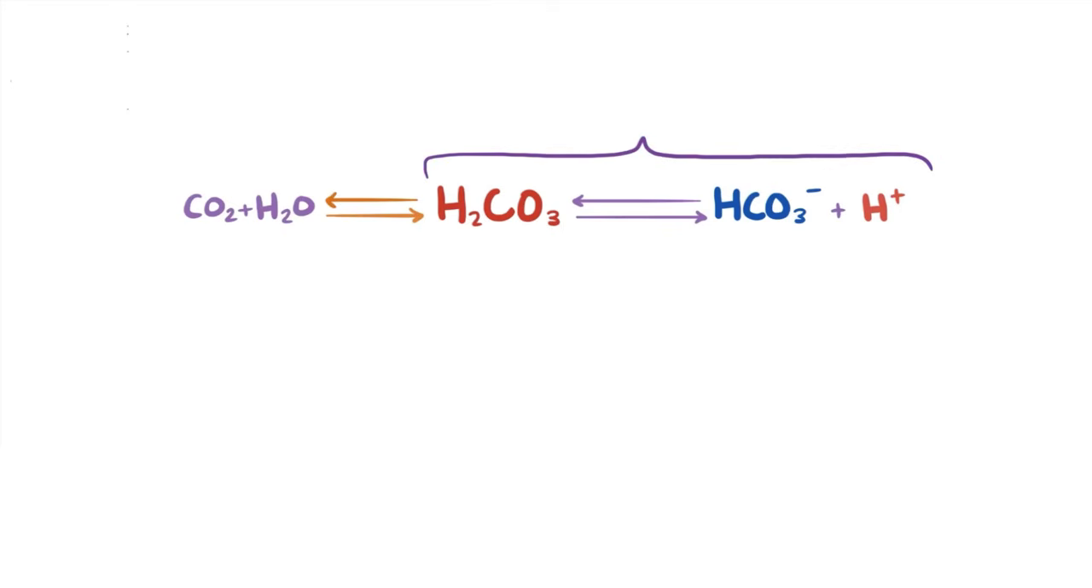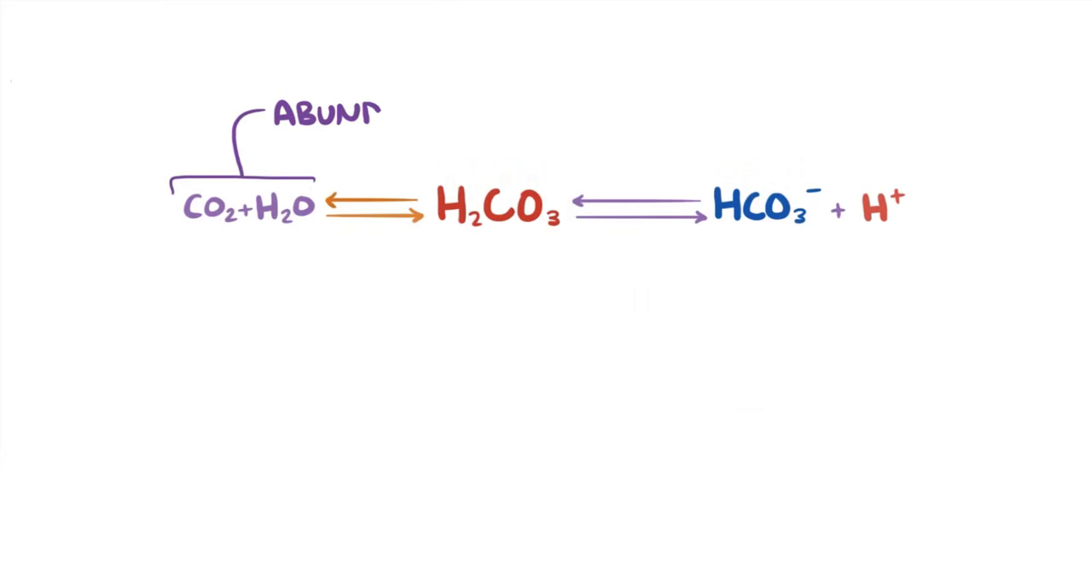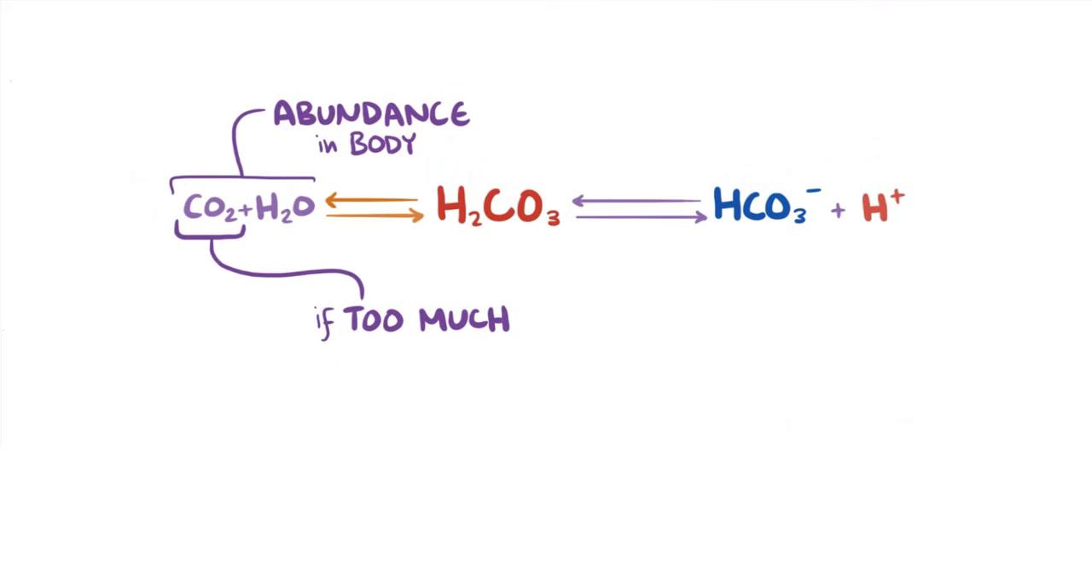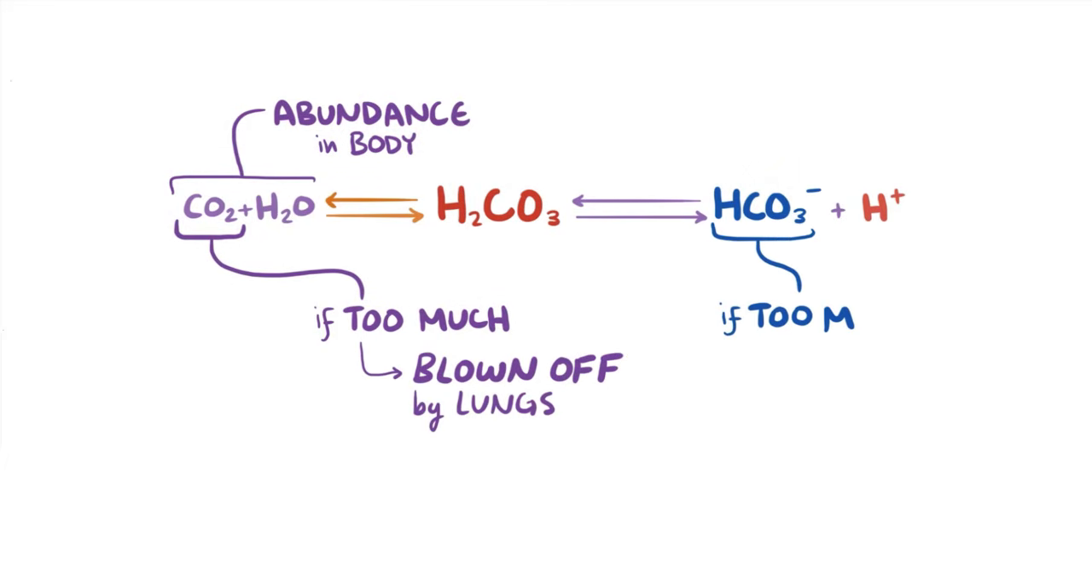Now, the great thing here is that there's a huge supply of carbonic acid in the body, because it's formed from carbon dioxide and water, which are in abundant supply in the body. Finally, as a last point, if there's too much carbon dioxide, it gets blown off by the lungs. And if there are too many bicarbonate ions, then the kidneys eliminate them in the urine.